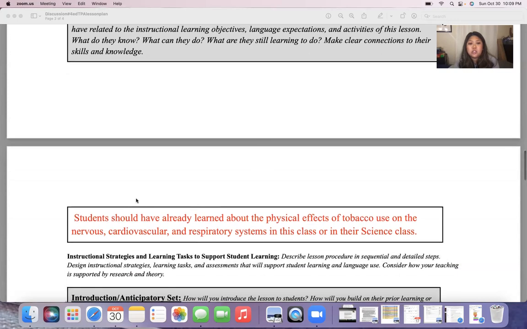Student prior knowledge, just going over what they should already have learned before getting into this lesson. That is the physical effects of tobacco use on the nervous, cardiovascular, and respiratory systems, in this class or in their science classes.